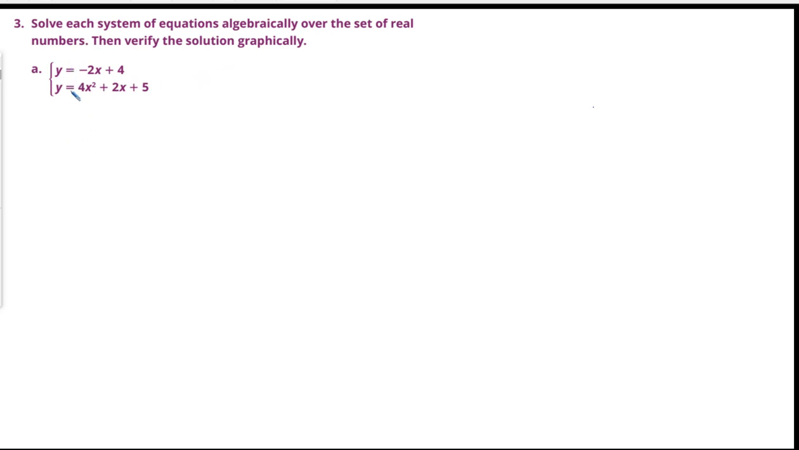So we have them both equal to y, and that means I can set them equal to each other. That gives me 4x squared plus 2x plus 5 is equal to negative 2x plus 4. Now I need to move everything to the same side, so add the 2x and subtract the 4. And I end up with 4x squared plus 4x plus 1 is equal to 0.